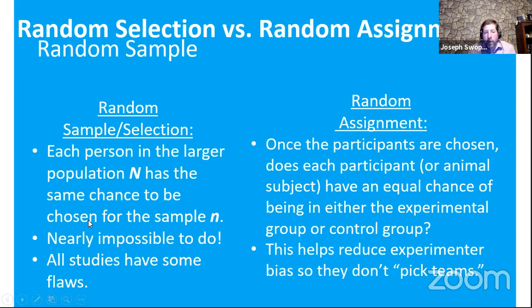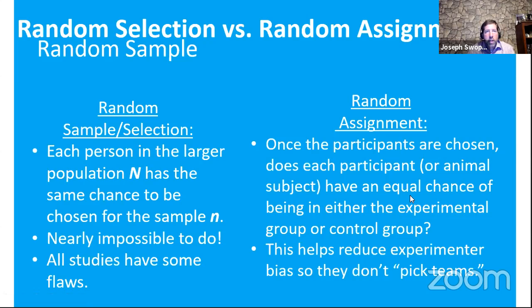We just talked about it on the last slide. Each person in the larger population has the same chance of being invited and chosen into the sample, to be a research participant. Random assignment is once the participants are chosen.